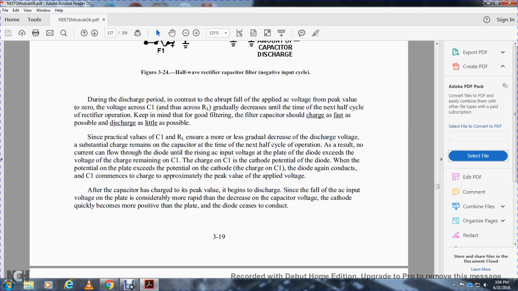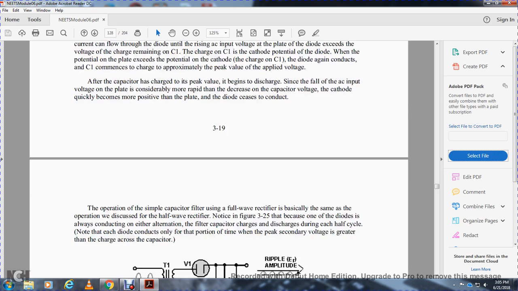When the plate voltage of the diode exceeds the voltage of the charge remaining on capacitor C1, the diode again conducts, charging capacitor C1 to approximately the peak value of the applied voltage. After the AC input has peaked and begins to fall, the capacitor voltage is more positive than the plate, and the diode ceases to conduct.